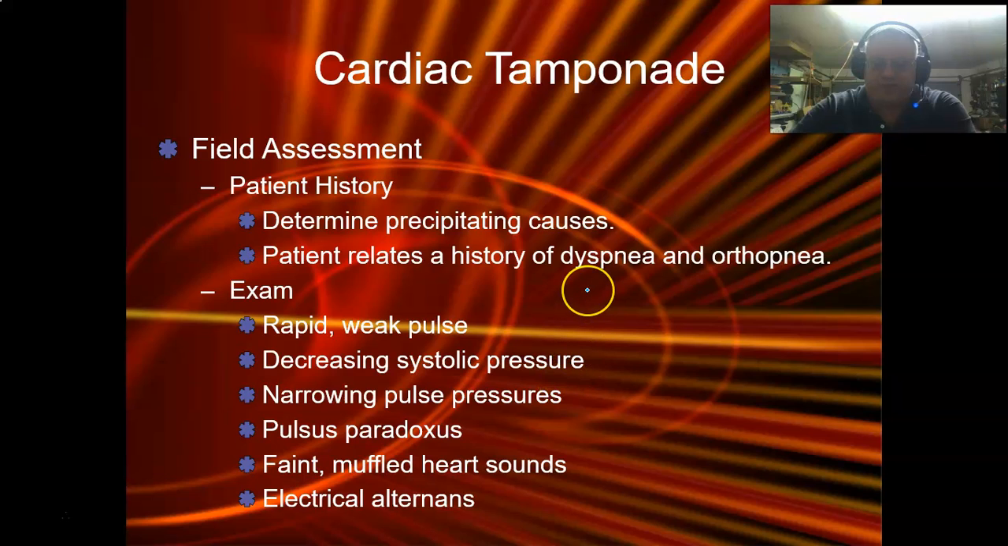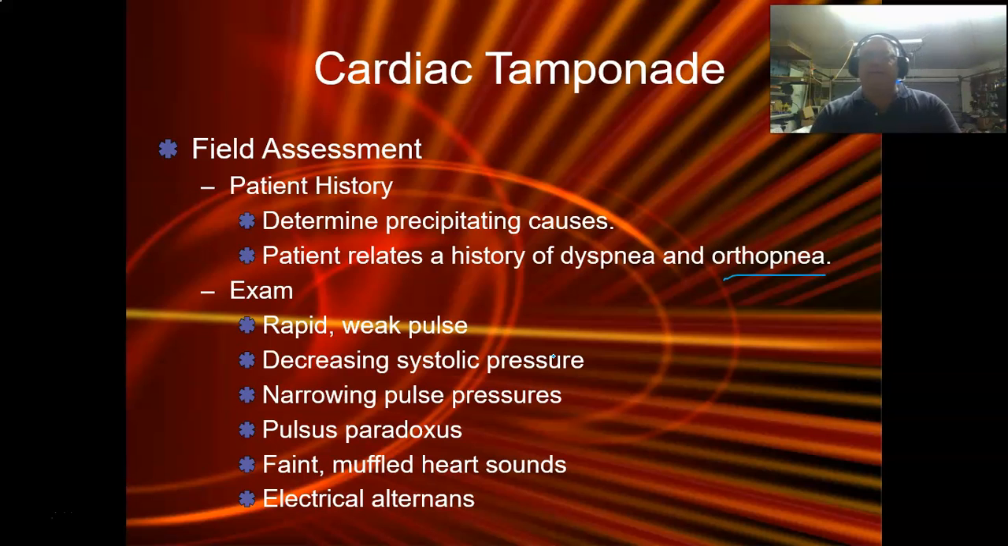Now, precipitating causes is our index of suspicion. That's what we want. And then the patient's going to relate a history of shortness of breath, and especially positional shortness of breath. That's what that lovely word means right there, the orthopnea. All right. So what do I do with this? You're going to have a rapid weak pulse, a decreasing systolic pressure with a narrowing pulse pressure. Remember, we said it fills, and the problem is that it decreases the fill. That's going to narrow the systolic and diastolic pressures, okay?